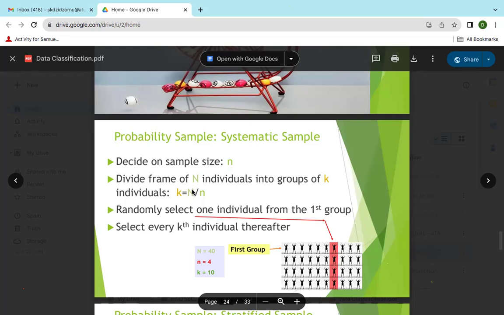All right. Systematic sampling, once again, is a type of probabilistic sampling scheme which involves the random identification of an initial starting point followed by selection based on a count interval.